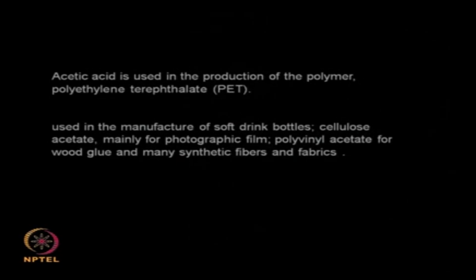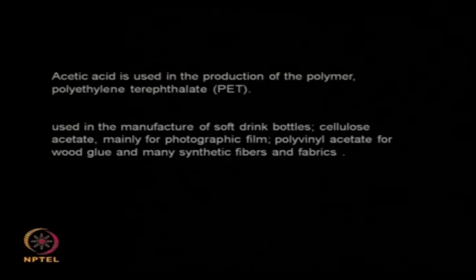Now let us look at the next product, acetic acid. Acetic acid is used in the production of polyethylene terephthalate, PET. Okay, that is a polymer. PET is a polymer used widely. Almost all the soft drink bottles are manufactured using this polymer.